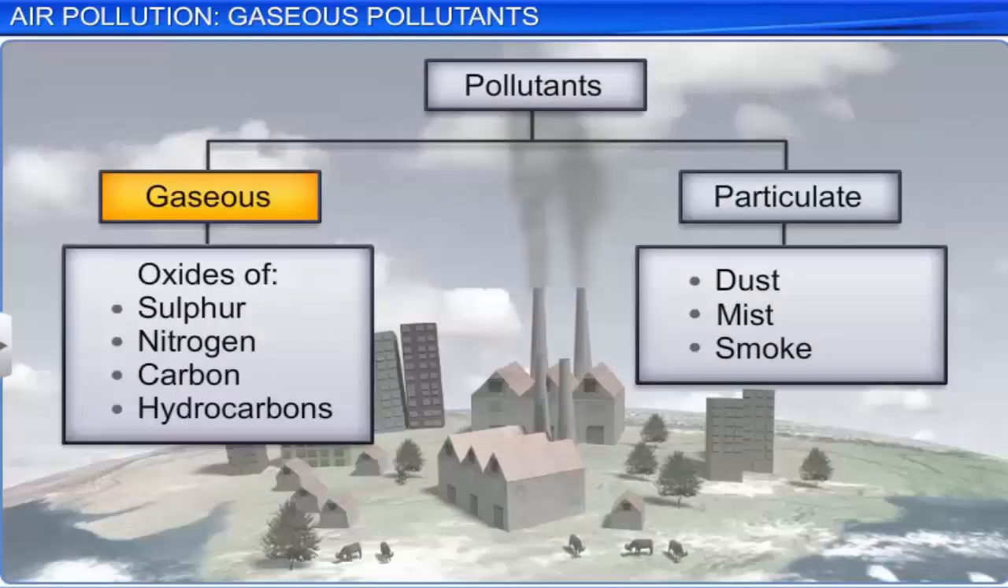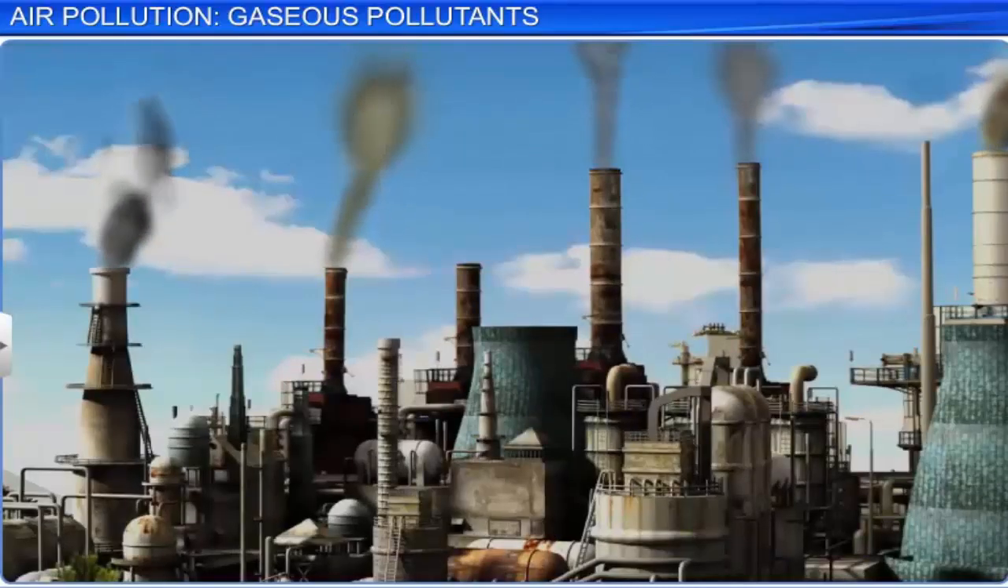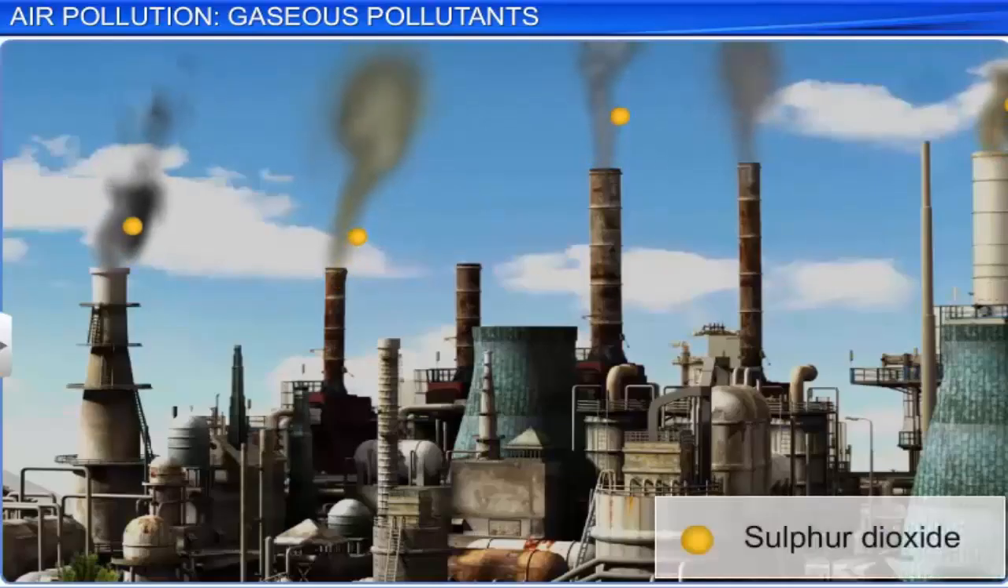The major gaseous pollutants of the atmosphere are harmful gaseous oxides, including the oxides of sulfur, nitrogen, and carbon, besides hydrocarbons. The major particulate pollutants are dust, mist, and smoke. Burning sulfur containing fossil fuels produces the oxides of sulfur. The most common oxide among them is sulfur dioxide.